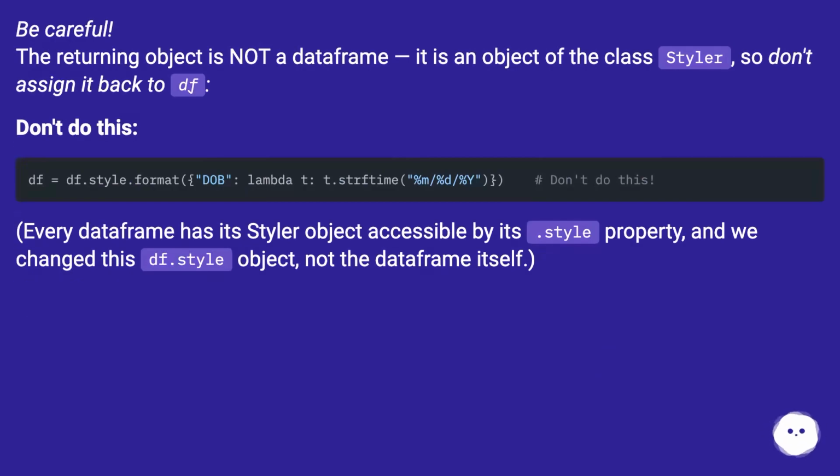Be careful. The returning object is not a data frame, it is an object of the class Styler, so don't assign it back to df. Don't do this. Every data frame has its Styler object accessible by its .style property, and we changed this df.style object, not the data frame itself.